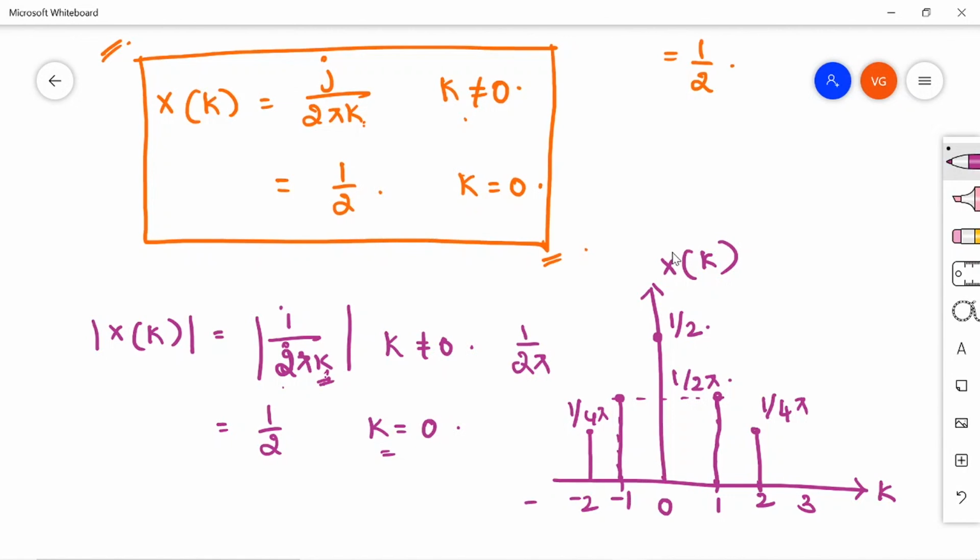And if you put 3 or minus 3, 3 twos are 6, so that will be 1 by 6 pi. Then join all the points, so this will be the magnitude spectrum of x of k, right? Now let us try to find out the phase spectrum.